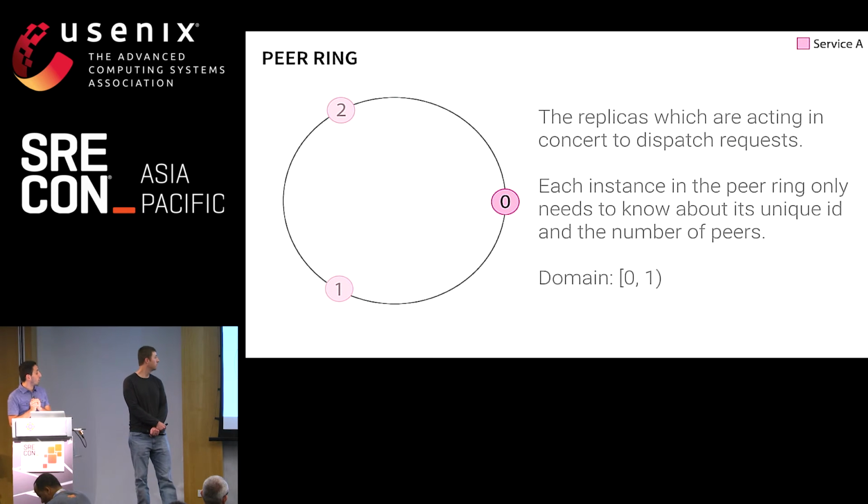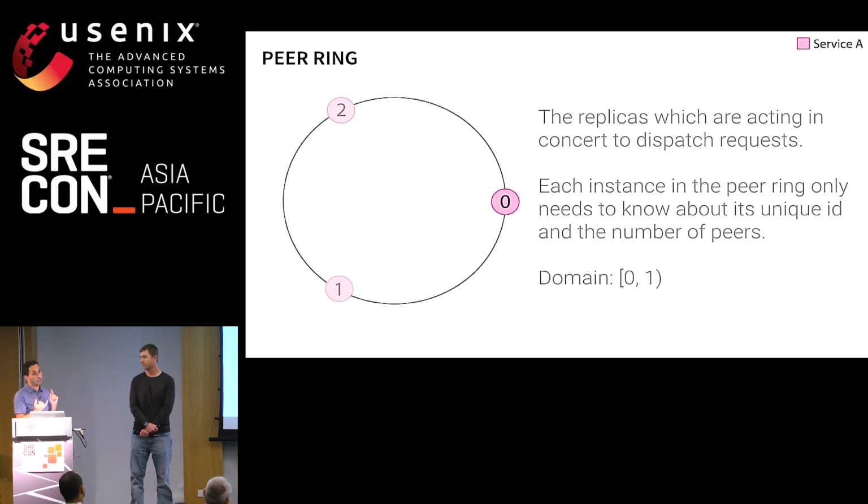So here's the ring for service A. And service A, again, in this context, is dispatching requests to service B. In the ring model, we say that service A is the peer ring because the instances on service A are acting in concert to dispatch requests. And this ring is conceptual, actually. Each instance on the ring doesn't have to construct the entire ring. It only needs to know about its coordinate on the ring. And we do so by passing a little bit of metadata to each instance.